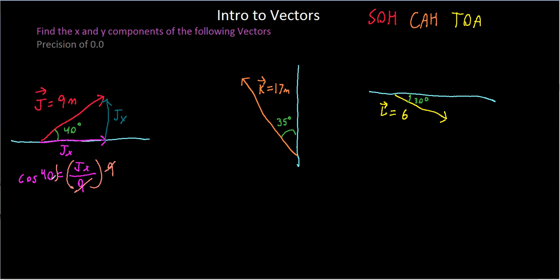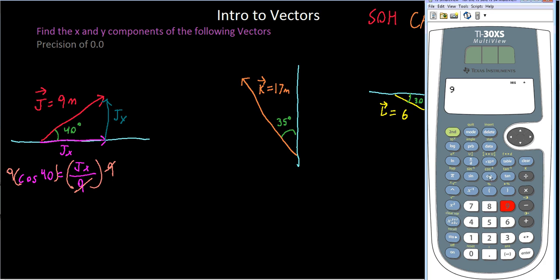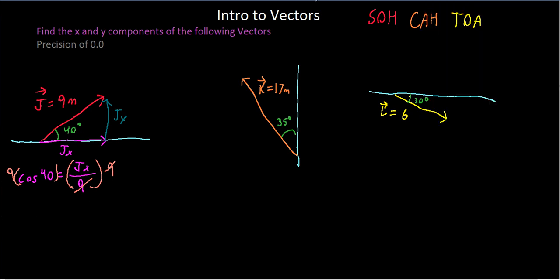This will cancel out on this side. We'll multiply by 9 on this side as well. And we just get 9 times the cosine of 40. So we type that in, 9 times the cosine of 40, and we'll get j of x equals about 6.9 meters. Can't forget the units.